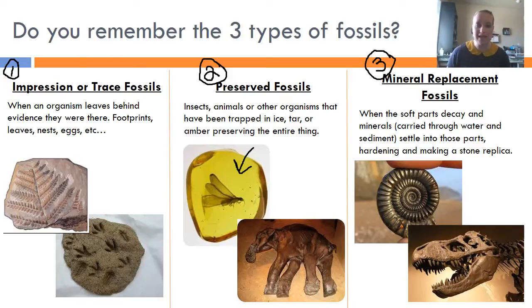The organism dies and it gets buried in layers of sediment, which is why they're only found in sedimentary rock. Then the soft parts like the skin and the muscles decay, they rot away, and you're left with only the bone. And then water comes in, and water has minerals in it, and those minerals settle down into the actual bone and harden it, and they make it into a stone replica. So mineral replacement fossils are that type.